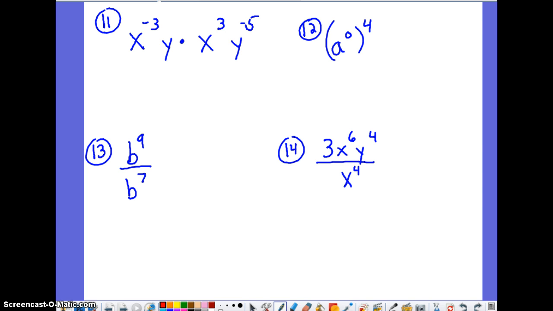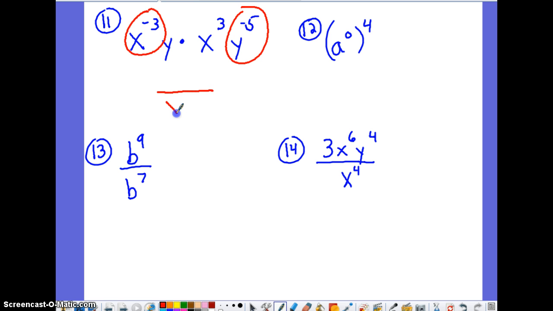So number 11, we have x to the negative 3 times y times x to the third, y to the negative fifth. Once you have negative exponents, you have to make sure that you get rid of the negative exponents. So you take those to the other side. In this case, these are all on the top because there is no bottom. So this x to the negative 3 and the y to the negative 5 both have to go to the bottom. So when I do that here, I'm going to write out my fraction bar.